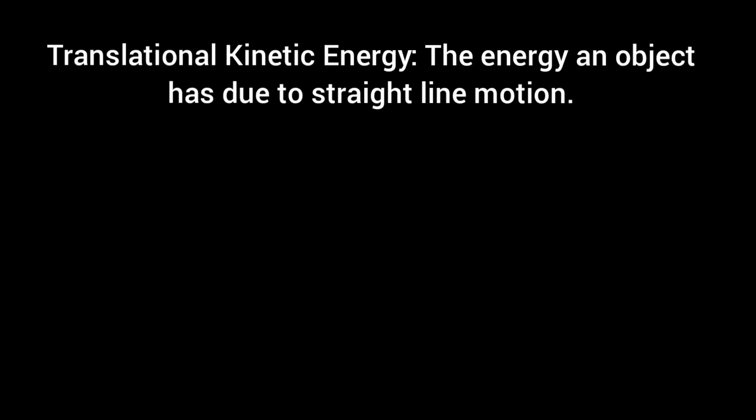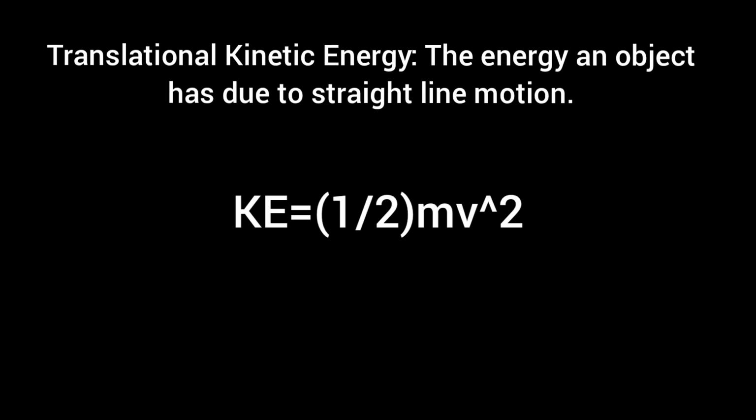Hello everyone. Today we are going to be talking about kinetic energy. Translational kinetic energy is the energy an object possesses due to straight line motion. So the energy an object has because it's going in a straight line. Now you should know the equation, which is kinetic energy equals 1/2 times mass times velocity to the power of 2.